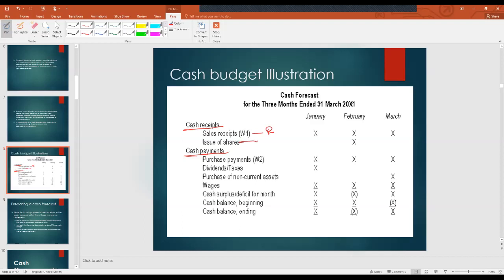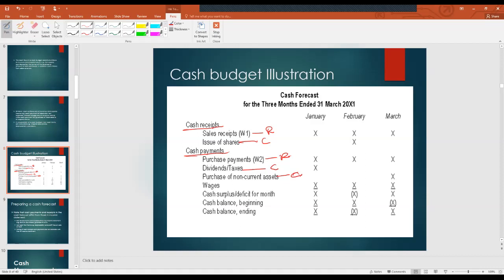Issue shares, no, this is capital because we don't issue shares every day. So this is capital. As I mentioned, we don't make a distinction whether the money is from a revenue source or from a capital source. The same applies here. This is revenue, this is capital. You don't pay tax every day. You don't buy a motor vehicle every day. But either way, we don't make a distinction as to whether the money is from a capital source or from a revenue source.